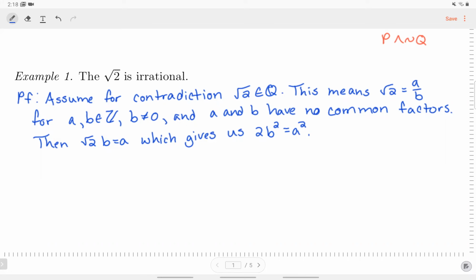What does that mean about a squared? What type of integer is it? It's even, right? It's 2 times something. 2 times an integer is even. So a squared is even. Okay. But what's that mean about a? If a squared is even, what's that mean about a?